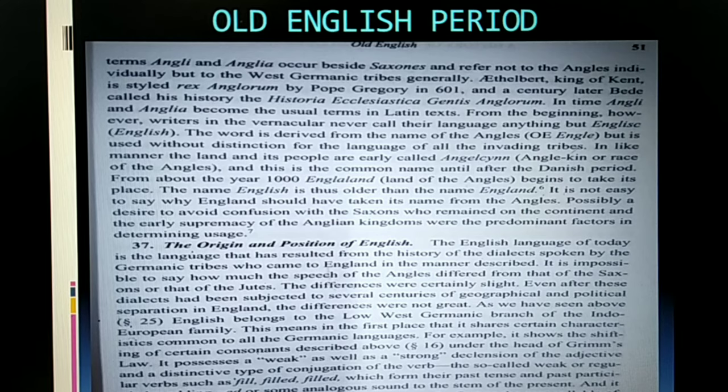Now we look at the origin and position of English. The English language of today is the language that has resulted from the history of the dialects spoken by the Germanic tribes who came to England in the manner described. It is impossible to say how much the speech of the Angles differed from that of the Saxons or that of the Jutes. The differences were certainly slight. Even after these dialects had been subjected to several centuries of geographical and political separation in England, the differences were not great. As we have seen above, English belongs to the Low West Germanic branch of the Indo-European family.